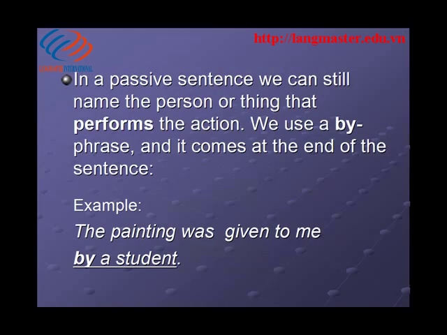In a passive sentence, we can still name the person or thing that performs the action. We use a by phrase, and it comes at the end of the sentence. For example, the painting was given to me by a student. So the student is the person who performed the action.